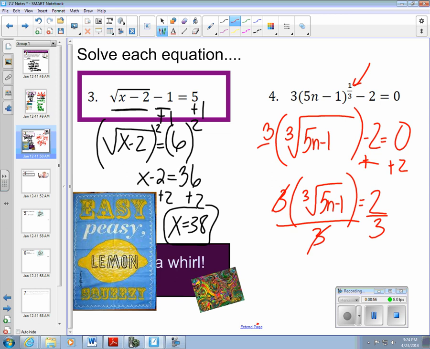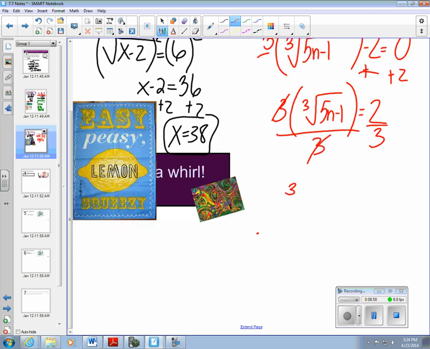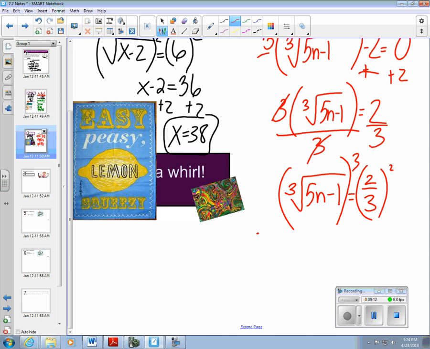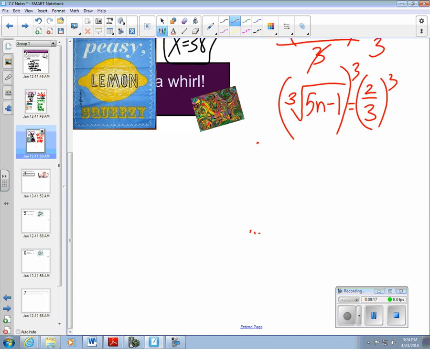All right, extending the page. So what we have left is the cube root of 5n minus 1. This is equal to 2/3. And how do we get rid of the cube root? We take it to the 3rd power. We take both sides to the 3rd power. This ends up getting rid of the cube root. And so what we have left is 5n minus 1. And on the right, we take 2 to the 3rd, 3 to the 3rd. So what we actually have, 2 times 2 times 2 is 8. And 3 times 3 times 3 is 27.